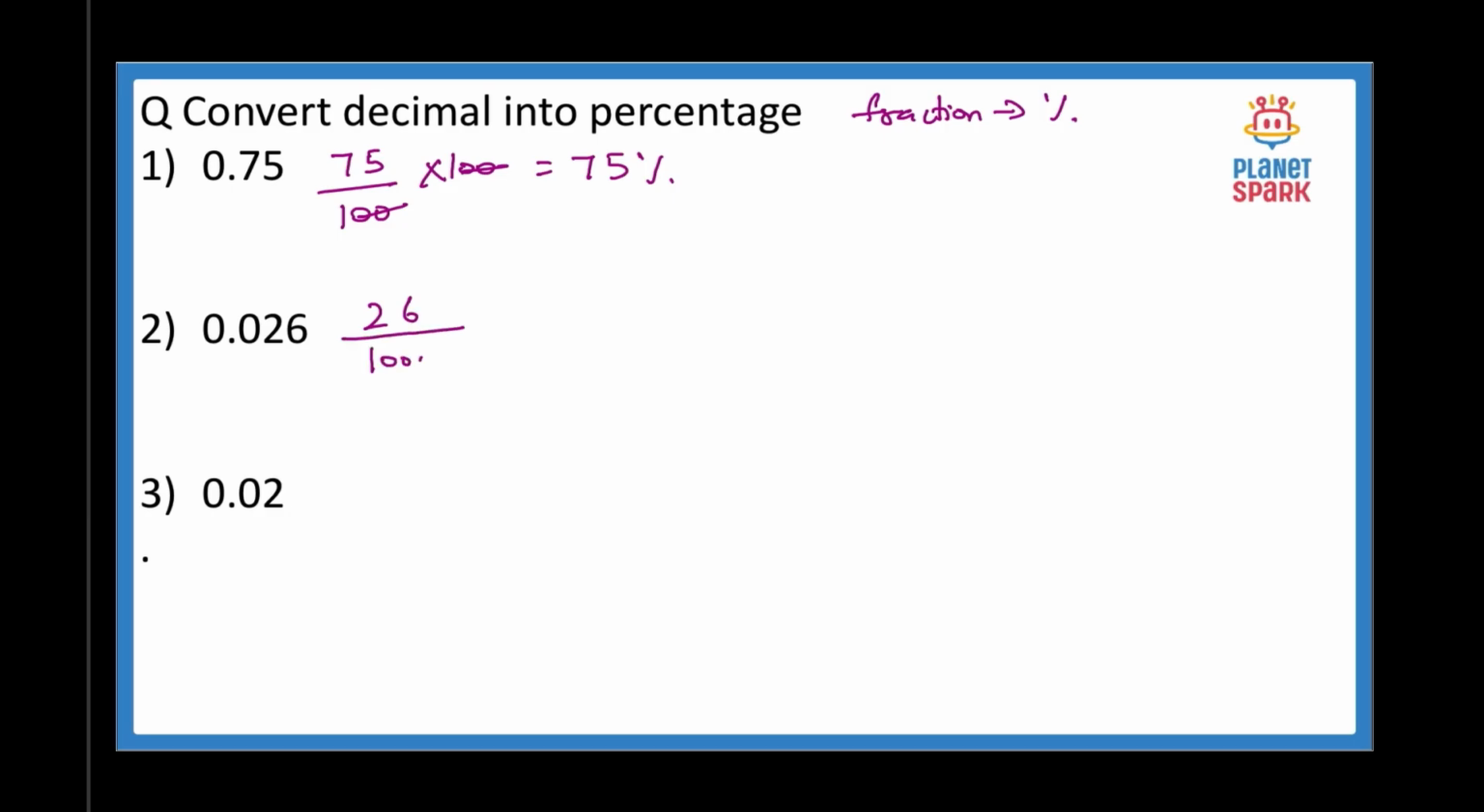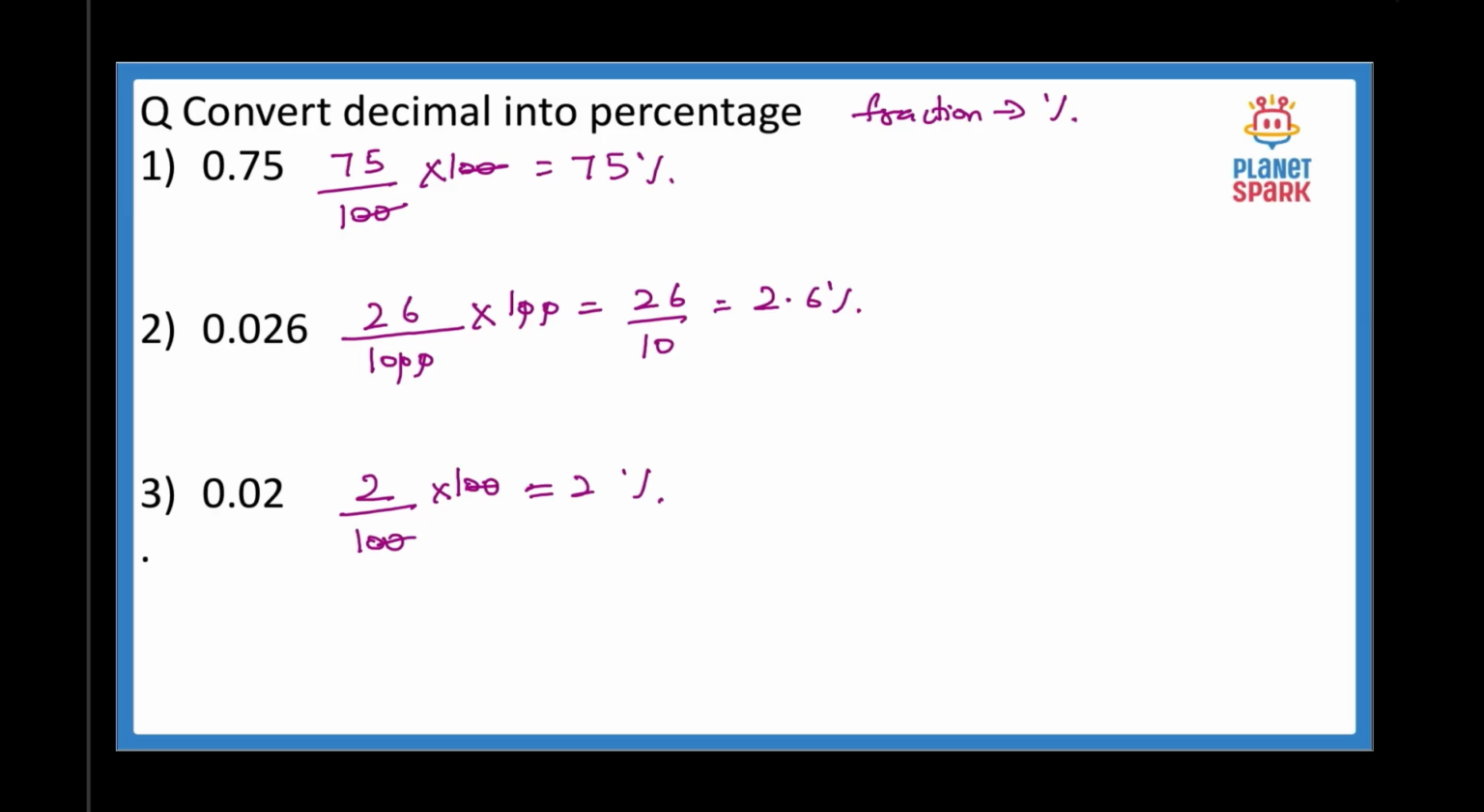0.026 means 26 upon 1000. I have converted into fraction over here. First step is convert decimal to fraction. After that, multiply by 100. So on simplifying, we get 26 upon 10, which is 2.6%. 0.02 into fraction will become 2 upon 100. To convert it into percentage, we'll multiply by 100. So 100 and 100 would get cancelled. We get 2% as the answer.